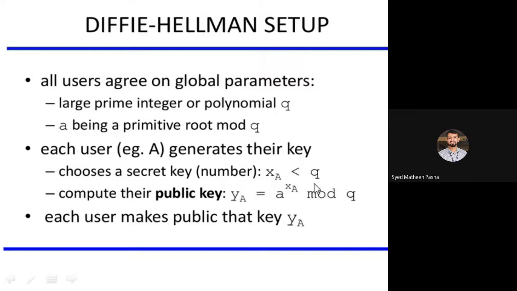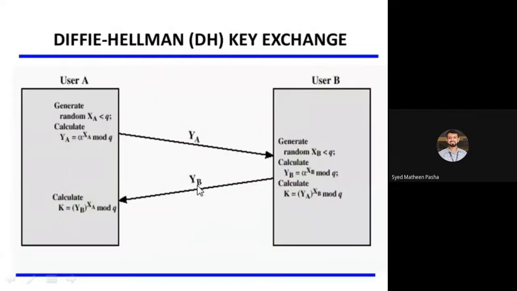XA is already here, mod Q. You already know this data. Each user makes public that key YA. That is, whatever public key you generate, it is made public to all the users. So this is the concept we work with. So we'll see how the key exchange happens here.